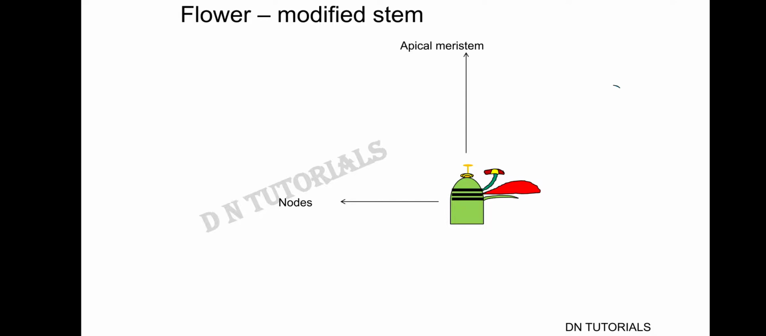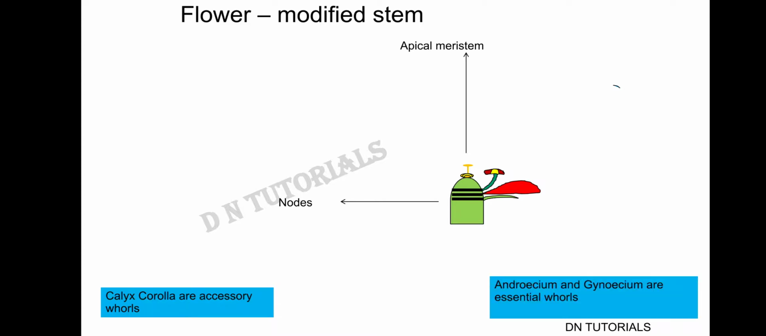Out of all these four whorls, calyx and corolla are the accessory whorls. Why are they called accessory whorls? Because they do not play a role in reproduction. Instead, calyx protects your flower in the bud stage and corolla is going to attract the insect for the process of pollination. The two parts that play a role in reproduction are androecium and gynoecium. So androecium and gynoecium form the essential whorls of the flower.